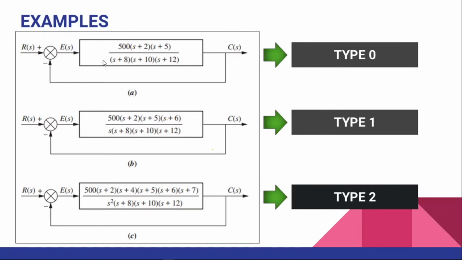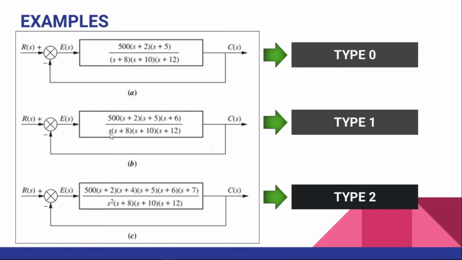So for example, this system right here, as you can see, there's no s here. As we all know, s to the power of 0, or any variable raised to the power of 0, will automatically be equal to 1. So the imaginary one here, we can assume that it is equal to s to the power of 0, and therefore we can call this system a type 0 system.